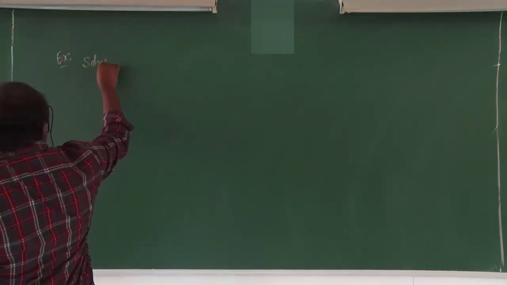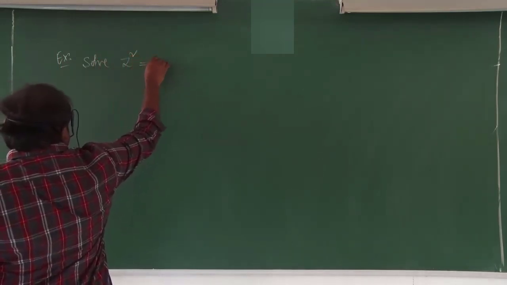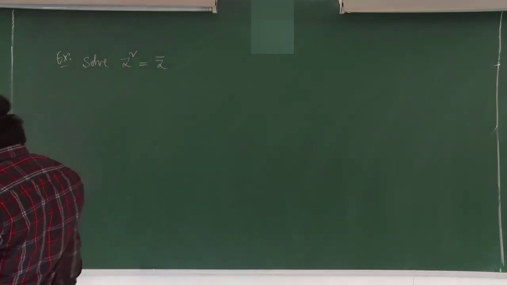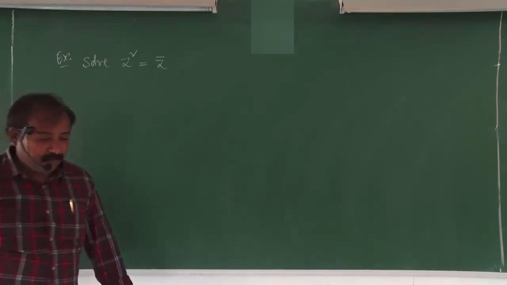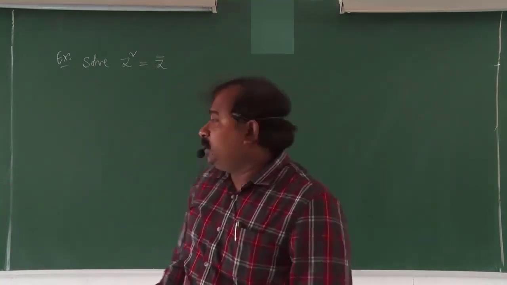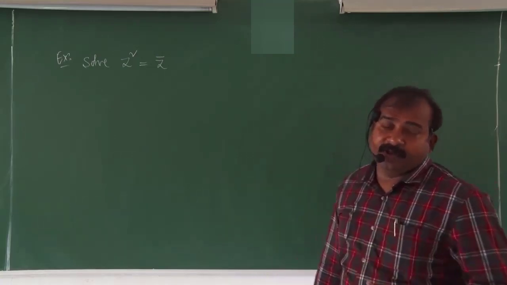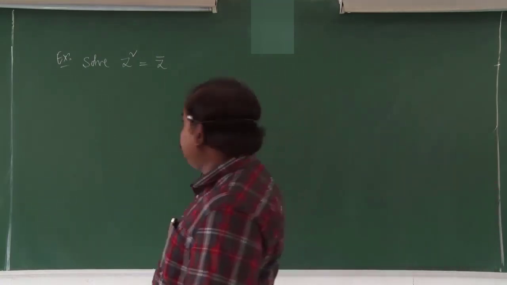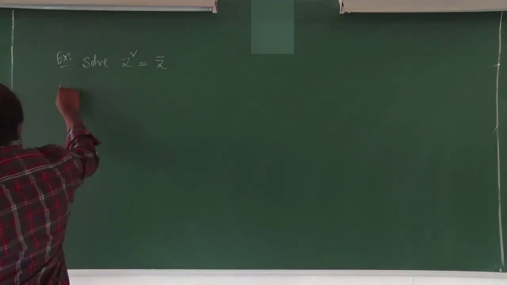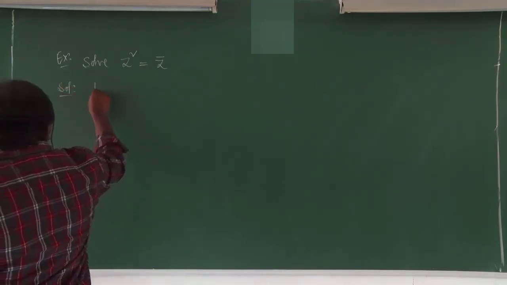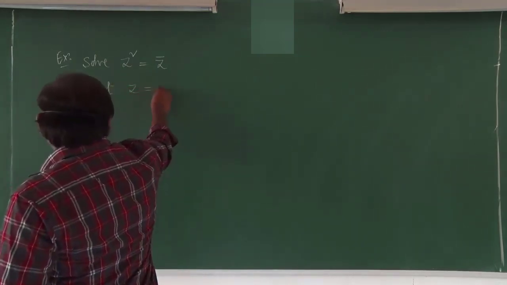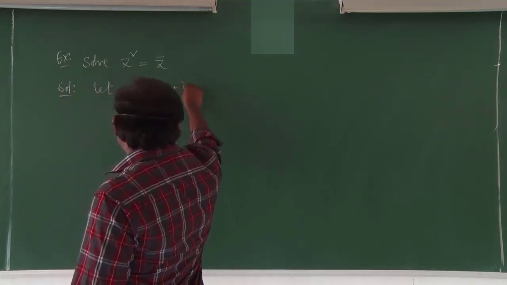Solve z square equals z conjugate. Like this they given. Solve the equation z square equals z conjugate. Whenever they give a general equation like this to solve, for this we have to take let z equals x plus iy.